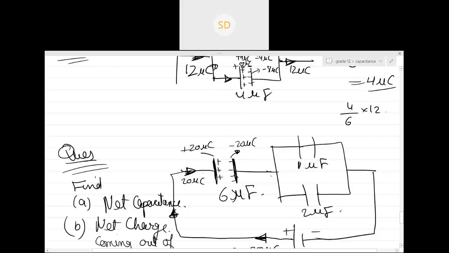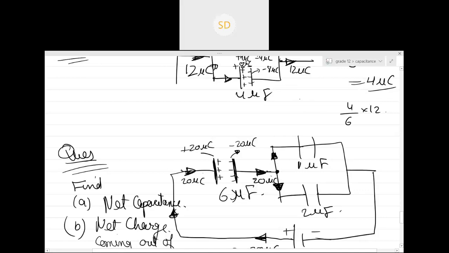After charging this capacitor, this charge will go in this direction. Now, can you say this 20 microcoulomb will divide among two different resistors? Can anyone tell me what it will be? I think this should be 20 by 3 and this should be 40 by 3.